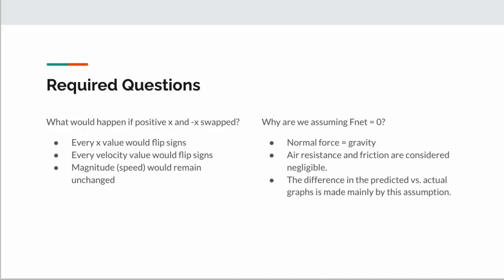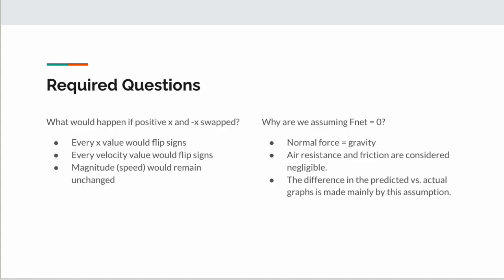There are some required questions for this lab. Firstly, what would happen if the positive x direction was swapped with the negative x direction? If you flip this x-axis in Tracker so that the positive and negative were interchanged, every x value would change sign. Along with that, the velocity would also change sign because the slope of x over t would be negative instead of positive. The speed, however, meaning the magnitude of the velocity, would stay the same as it is directionless, and so changing the direction of the axis would not matter. The graph would look like a mirror image across the horizontal axis.